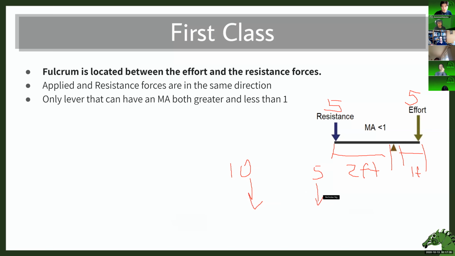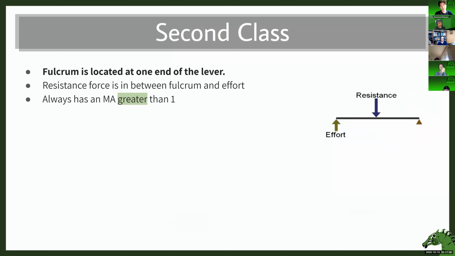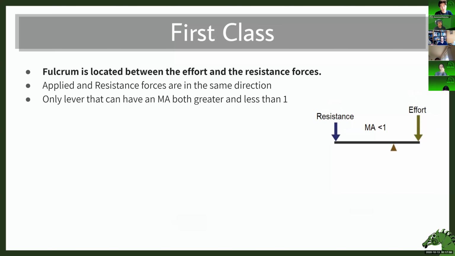So if you're applying from here, you're going to get a mechanical advantage of 1 to 2, so half. Your force is going to be halved, but this is going to move across whatever distance twice as fast. Again, that trade-off. And it depends on where the fulcrum is for the first class lever.